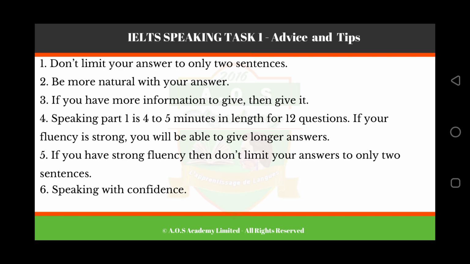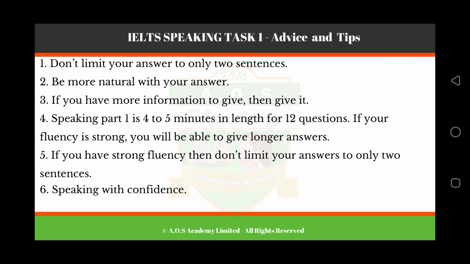IELTS task 1, the speaking task 1 rather. Number 1 is don't limit your answers to only 2 sentences. Now, avoid saying yes or no, and don't limit your answers to only 2 sentences. You should definitely avoid giving one word answers, as it will display a lack of confidence. Since confidence is one of the key factors considered during the test, avoid giving one word or short answers. It is essential to remain calm so that you will be able to give elaborate replies.